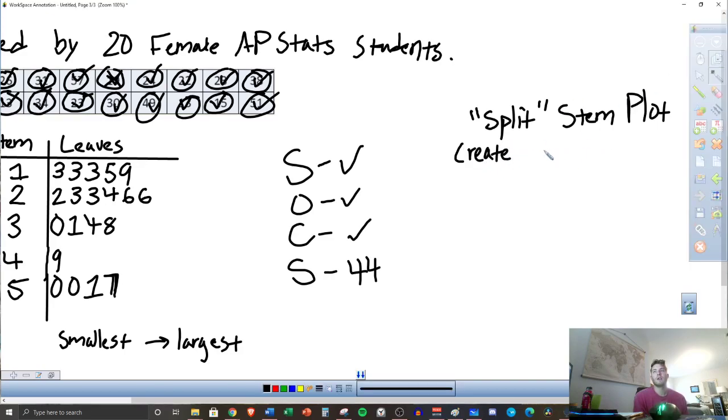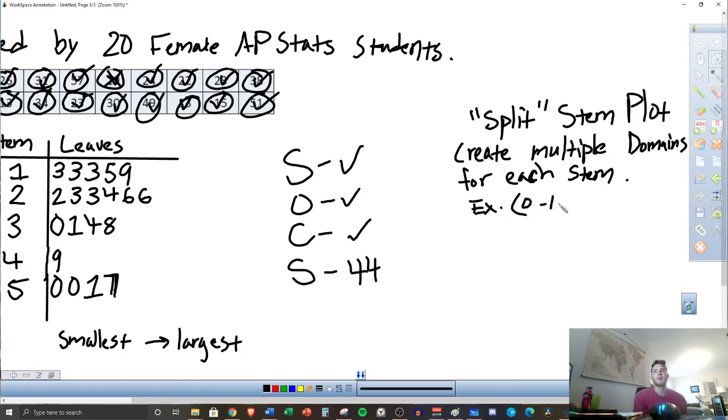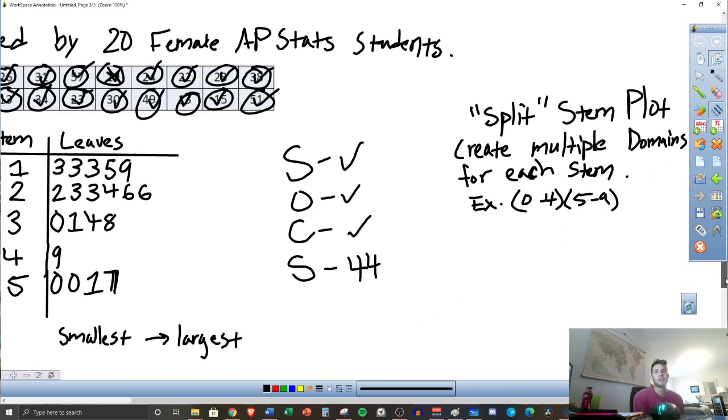multiple domains for each stem. That's what we want to do. Example, 0 to 4, 5 to 9. So instead of this representing all the numbers for the tens place, like all the tens numbers and the teens and such, we are going to separate them into two groups.